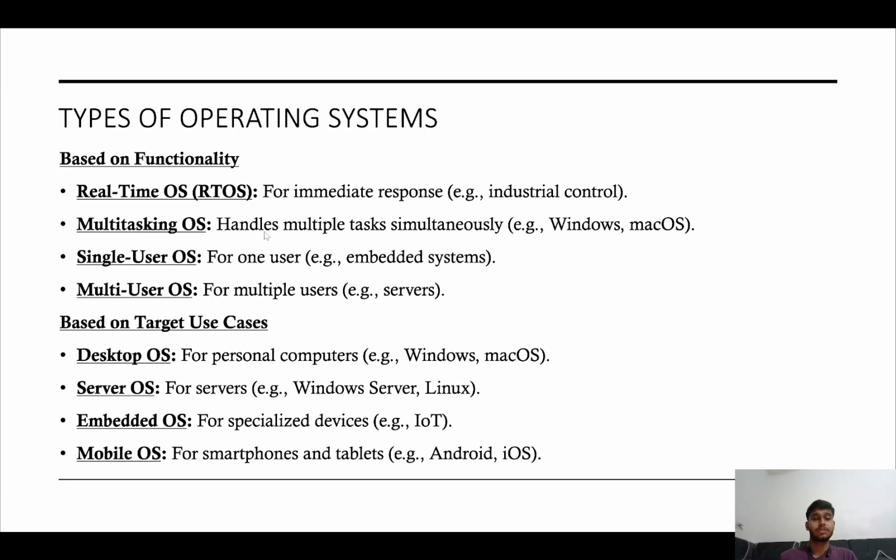The multitasking OS, which handles multiple tasks simultaneously, like Windows and Mac OS, which we currently use for our different purposes. Single user OS for one user. Example, embedded systems. These are the single user OS which were used for simple personal computers. The multi-user OS for multiple users.